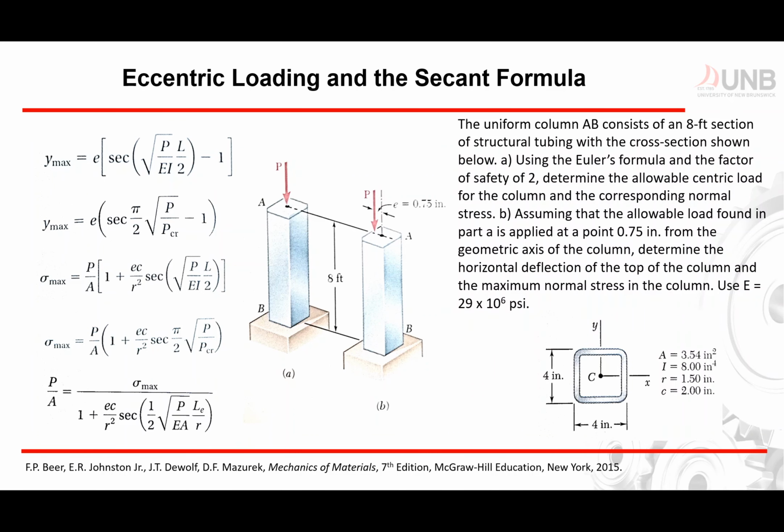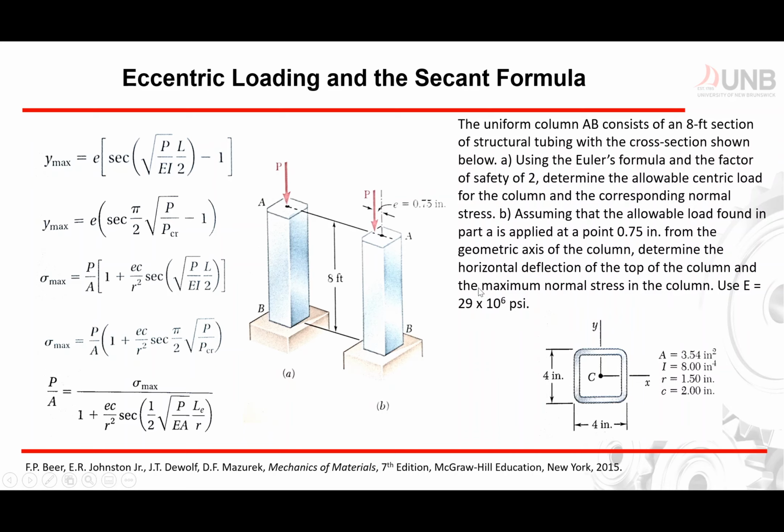Now, let's go to this example right here. The uniform column AB consists of an 8-foot section of structural tubing with the cross section shown on the left. Using Euler's formula and a factor of safety of 2, determine the allowable eccentric load for the column and the corresponding normal stress. So for problem A, we are looking at this point A right here.